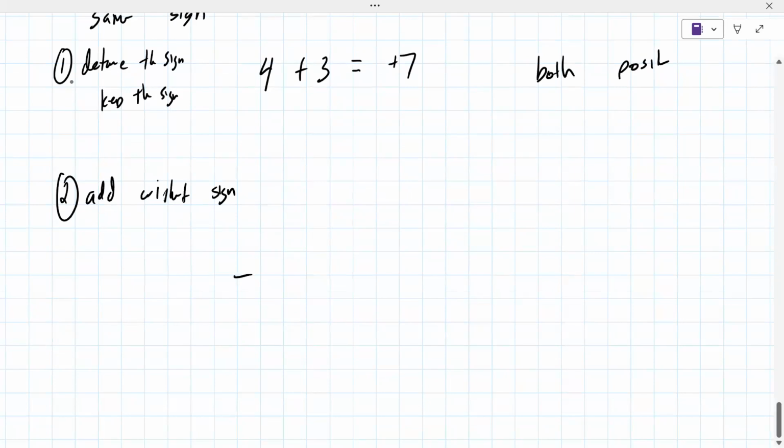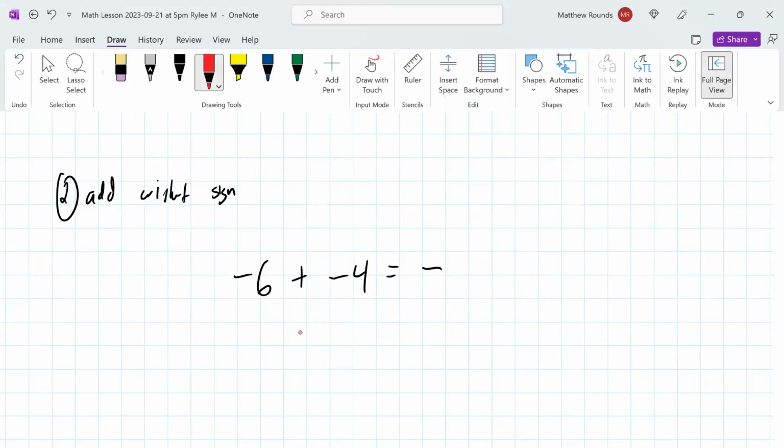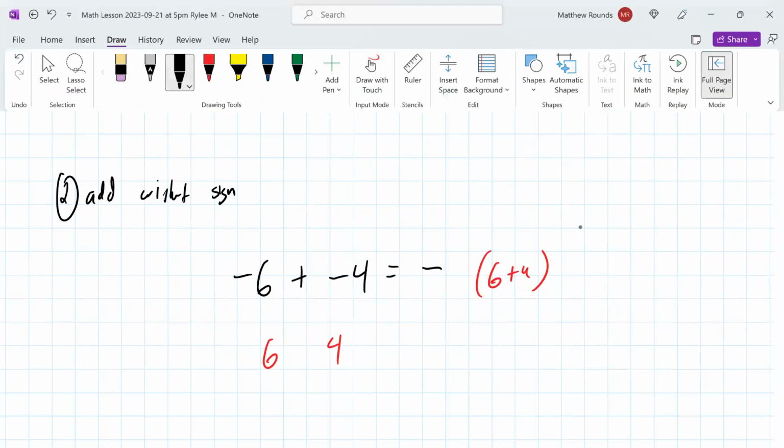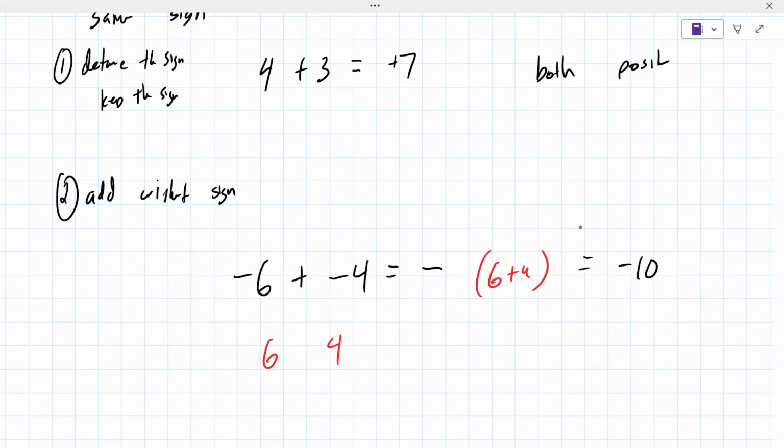Let's say it's negative 6 plus negative 4. Is the answer positive or negative? If they're both negative, you keep the sign as negative. Then you add the numbers without the sign, 6 and 4. What is 6 plus 4? 10. So the answer is negative 10.